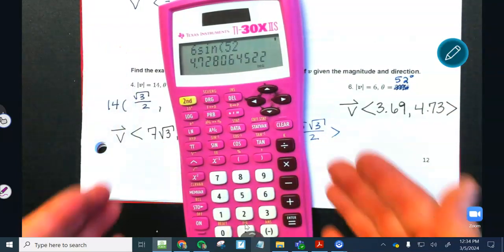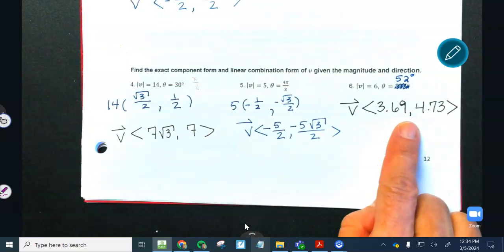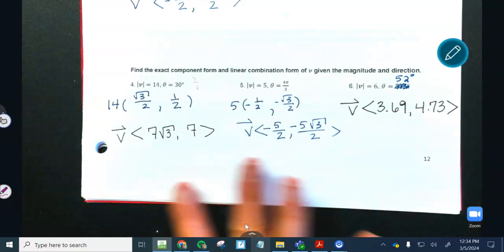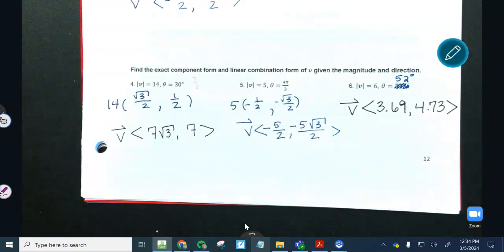So when it's not on the unit circle, not a big deal, but we are going to round. If it is on the unit circle, it does need to be an exact form. That's how this stuff works. All right, so that's what we're doing with sine and cosine today. Any questions? All right.